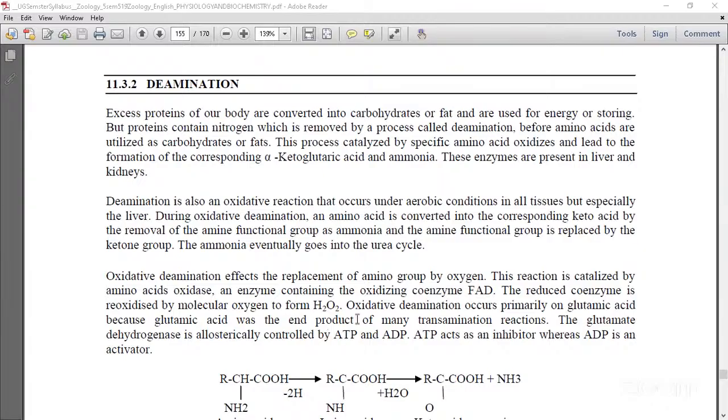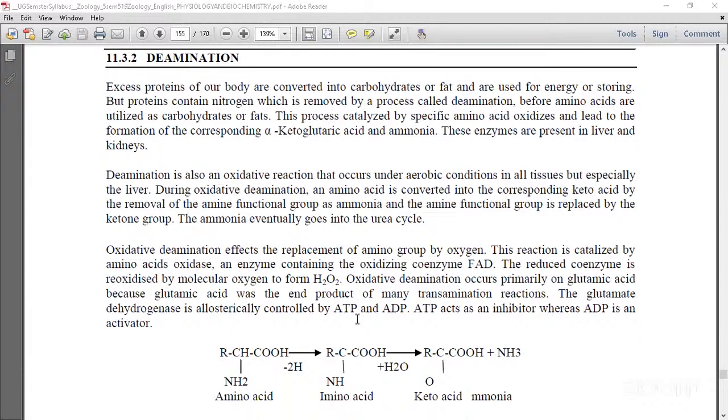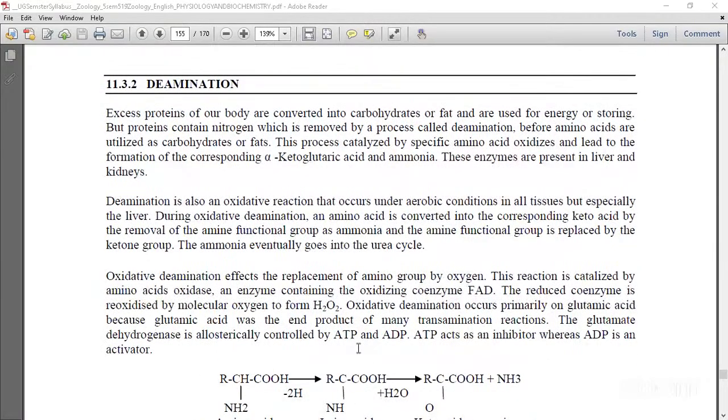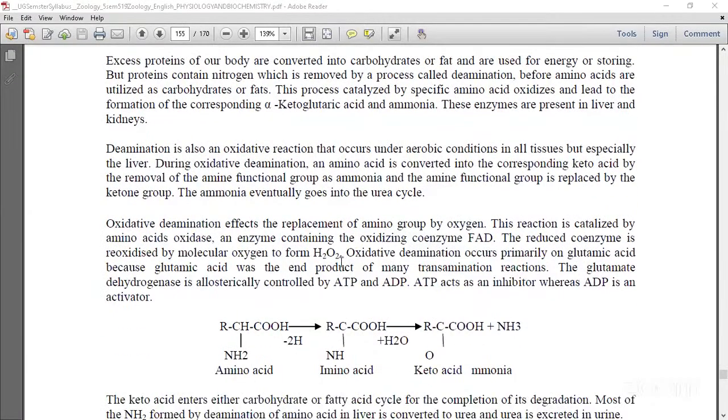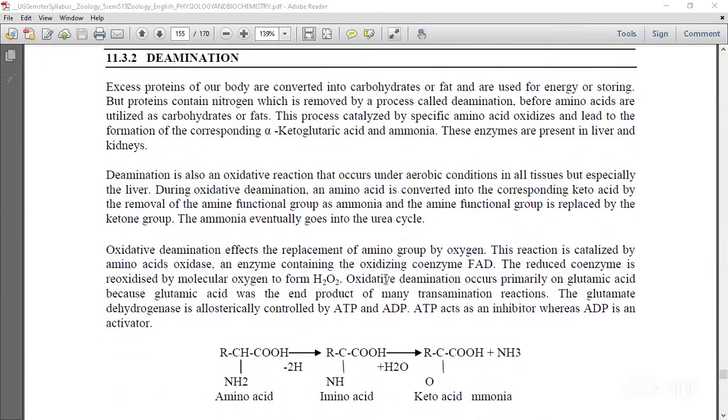Oxidative deamination occurs primarily on glutamic acid because glutamic acid is the end product of many transamination reactions. Glutamate dehydrogenase is allosterically controlled by ATP and ADP. ATP, adenosine triphosphate, acts as an inhibitor, whereas ADP, adenosine diphosphate, acts as an activator.